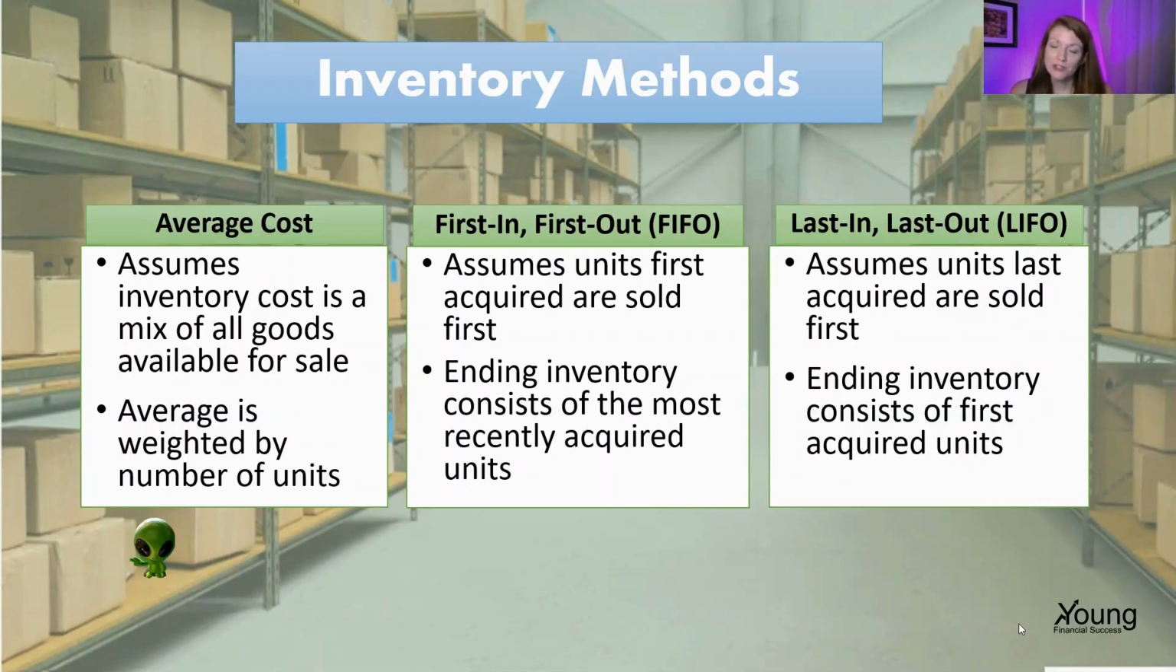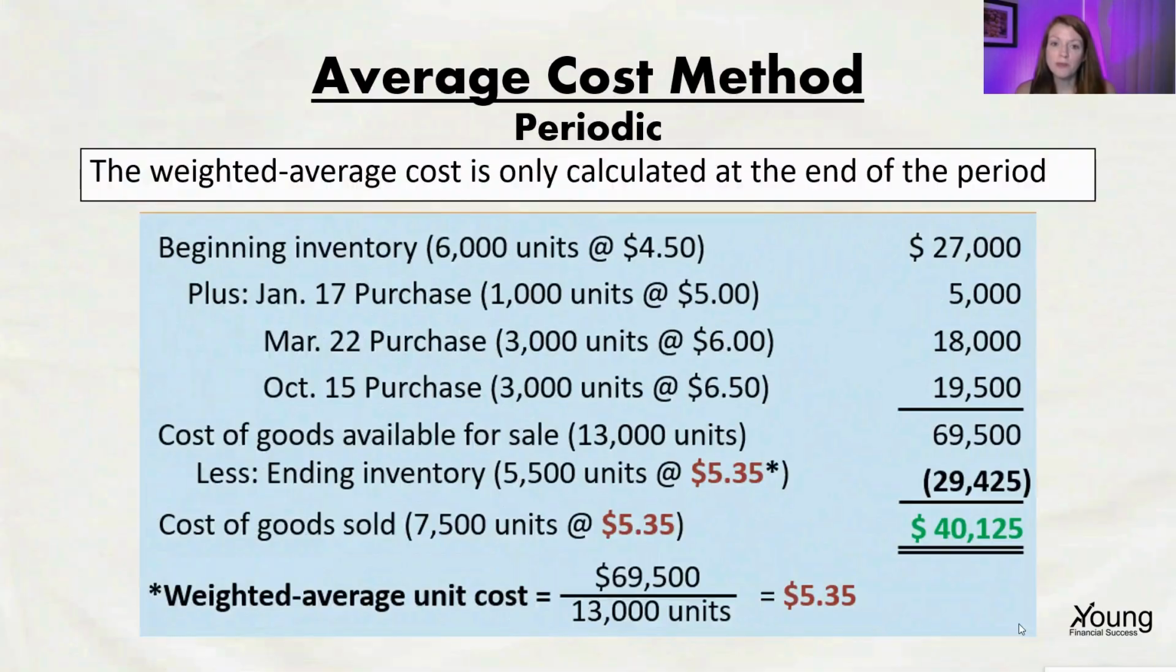Then last in, first out, also called LIFO, assumes that units last acquired are sold first. So ending inventory is going to consist of the oldest cost, or the first things that we acquired. So let's jump into this more with some examples. If you took a picture of that original amount that we spent on everything per unit, that'd be helpful. Here they are again to an extent.